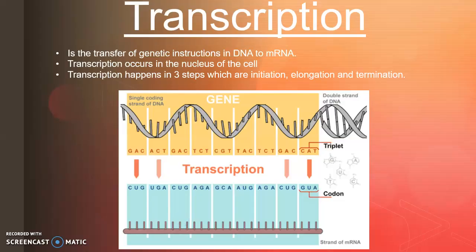Now that we know what protein synthesis is, let's discuss the steps that allow protein synthesis to happen. The first step we will be discussing is transcription. Transcription is a transfer of genetic instructions in DNA to mRNA. Transcription occurs in the nucleus of the cell. Transcription happens in three steps, which are initiation, elongation, and termination.